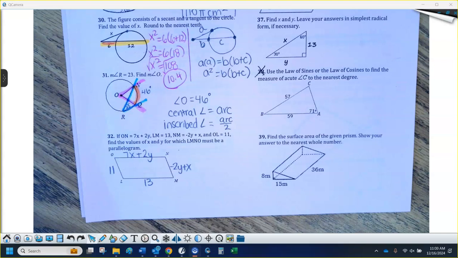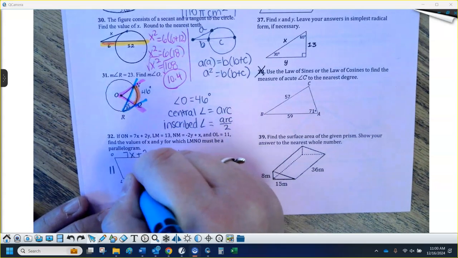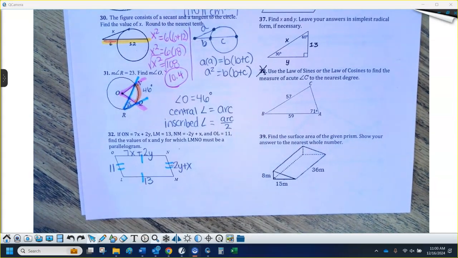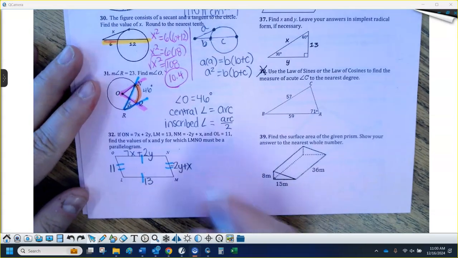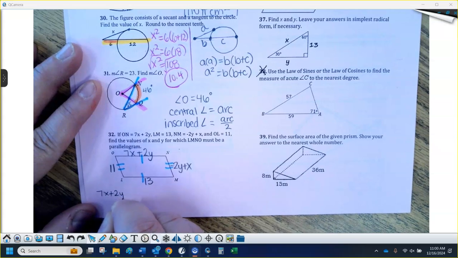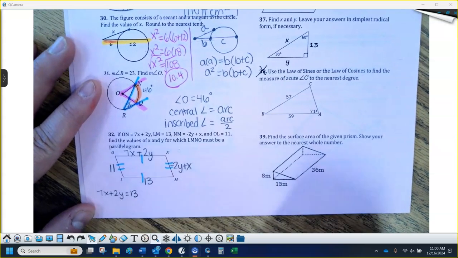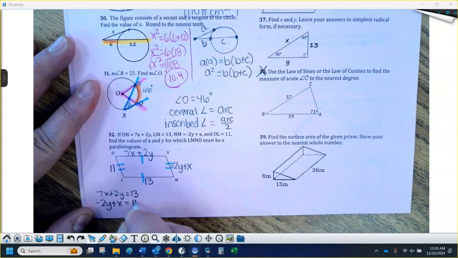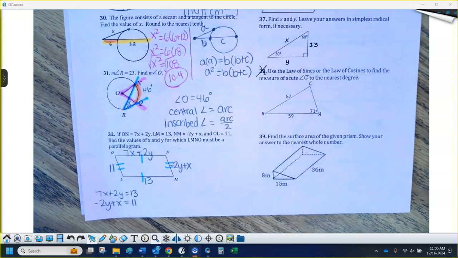Now, what we need to remember is that when we have a parallelogram, the opposite sides are congruent to each other, yes? So this is a little bit tricky to set up, but I would have, here, I'm going to come underneath here. So I'd have the 7x plus 2y equals 13, top and bottom are congruent, and you'd have the negative 2y plus x equals 11. The left side and the right side are congruent to each other. So this is a little bit weird because you have both variables involved in both equations.